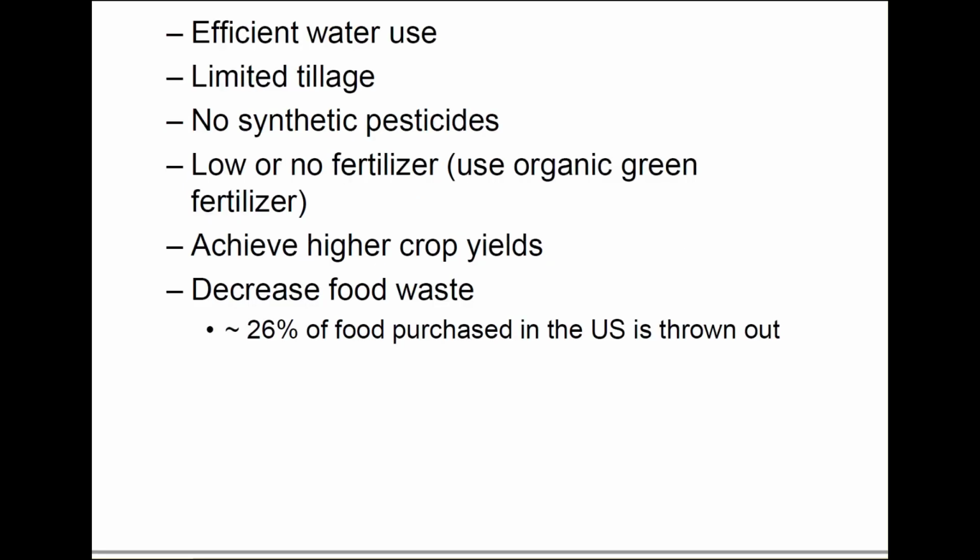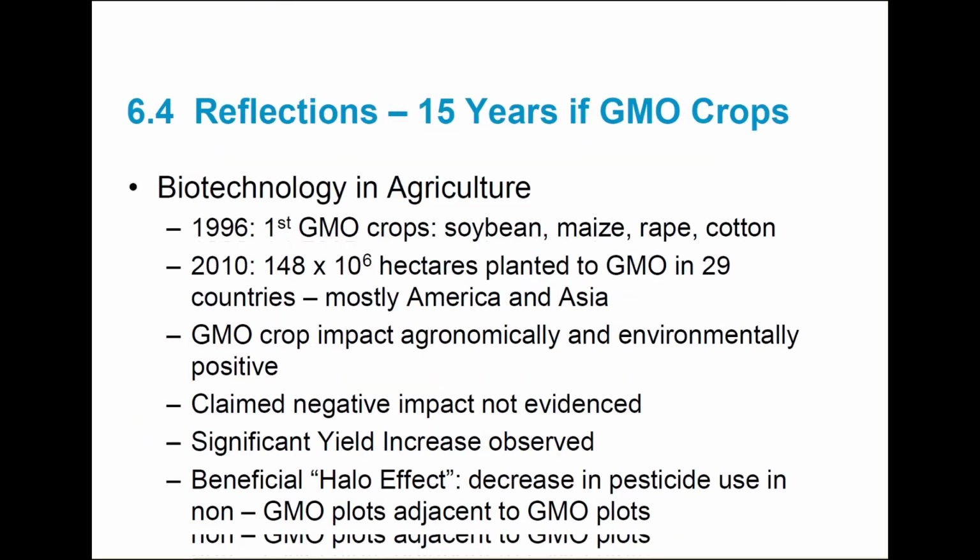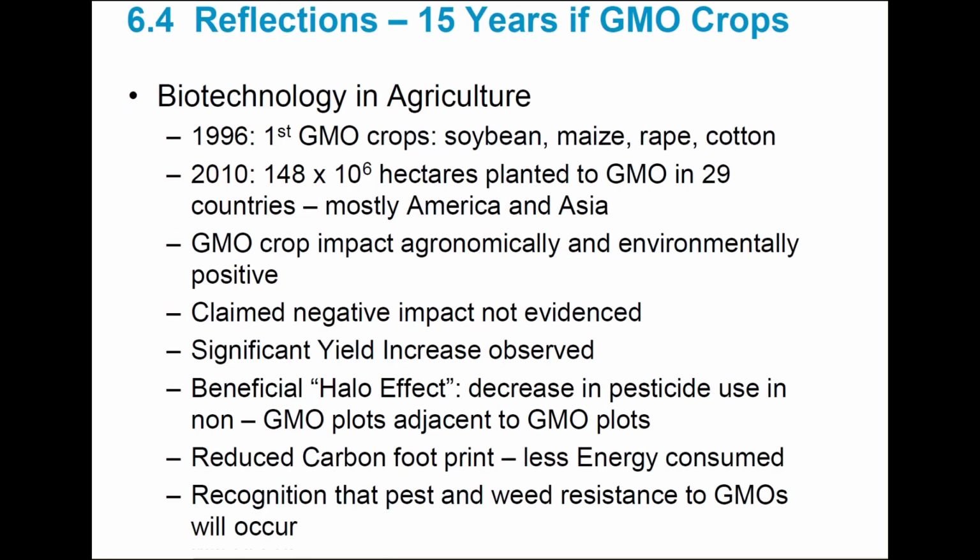In 1996, the first GMO crops, soybean, maize, rape, and cotton, appeared. In 2010, about 148 million hectares were planted with GMO crops in countries, mostly in America and Asia. GMO crop impact: agronomically and environmentally positive. Claims of negative impact are not supported by evidence. Significant yield increase, a beneficial halo effect. The halo effect is something you should be aware of.